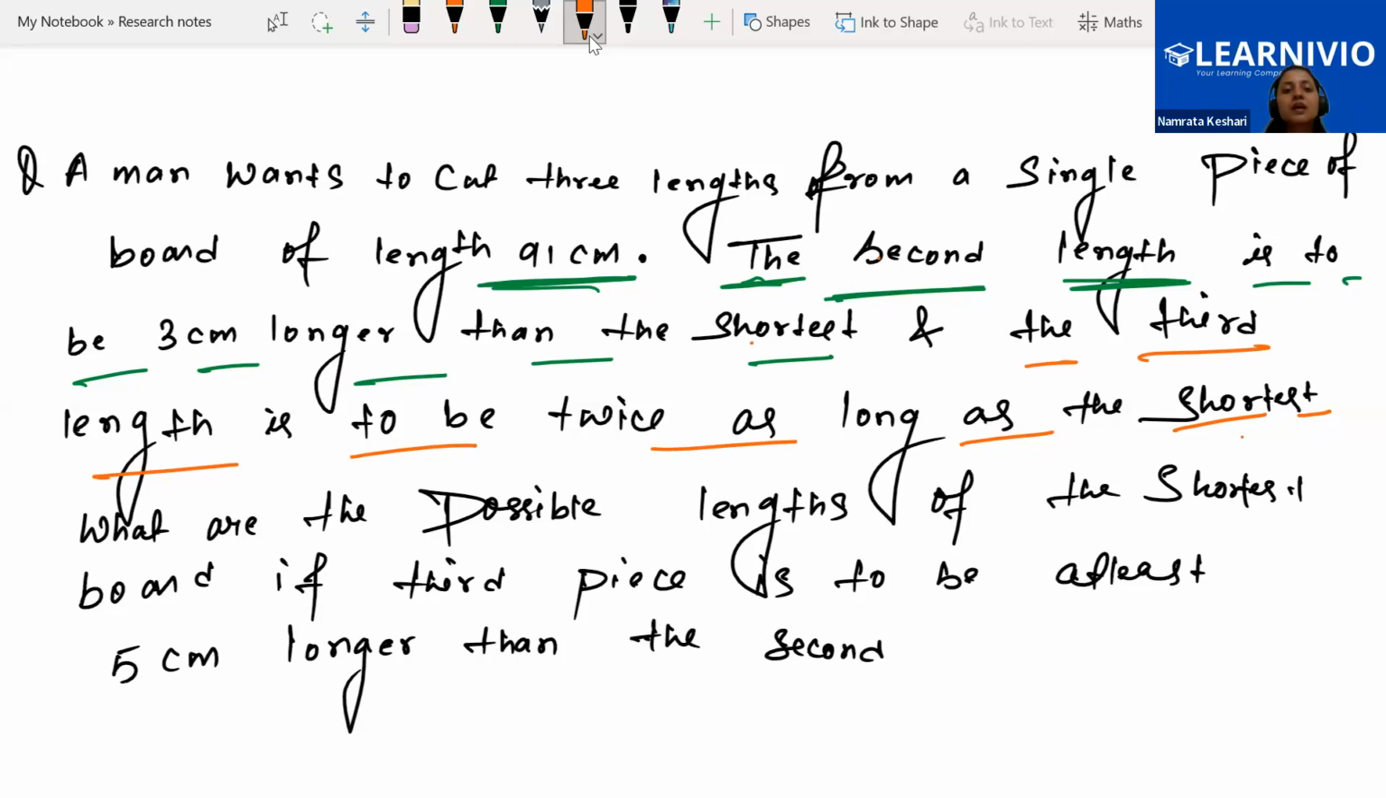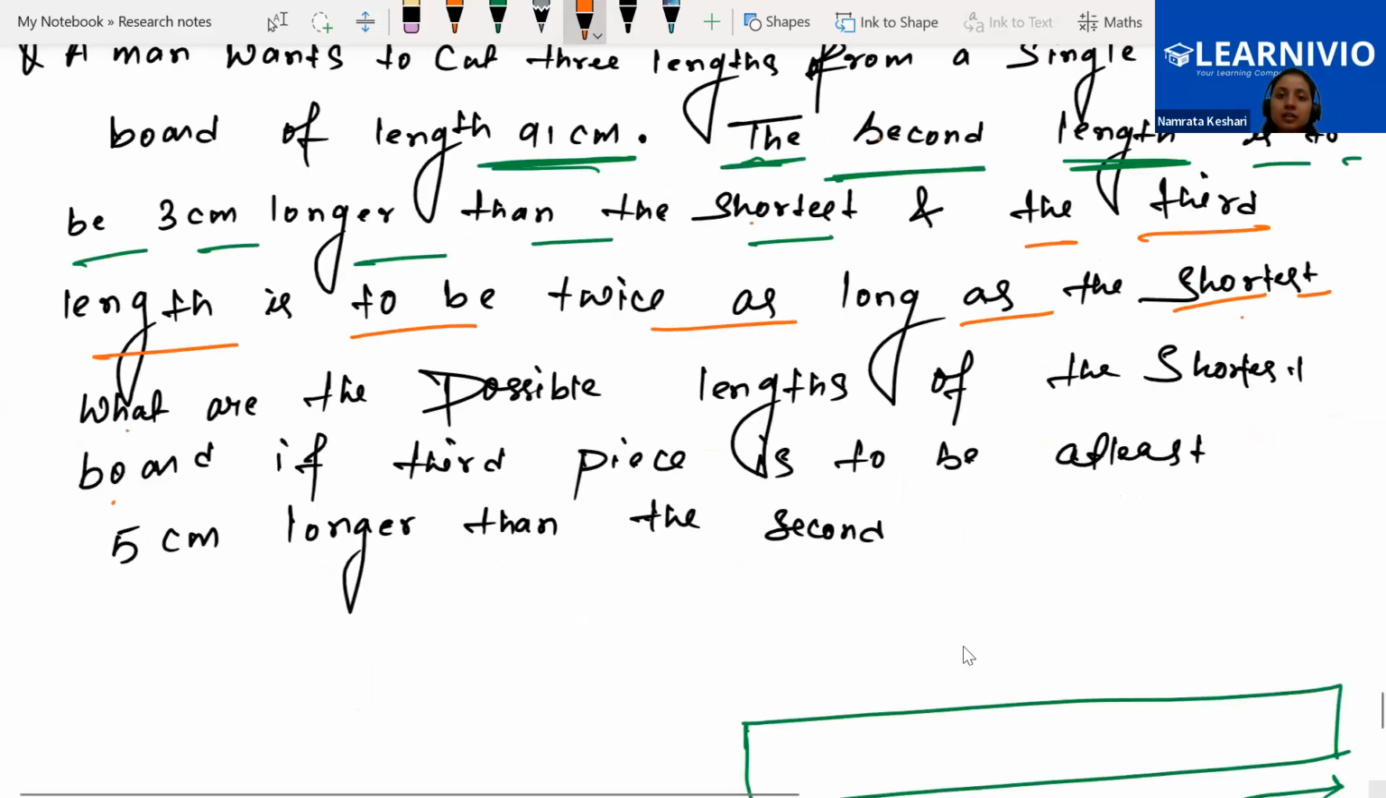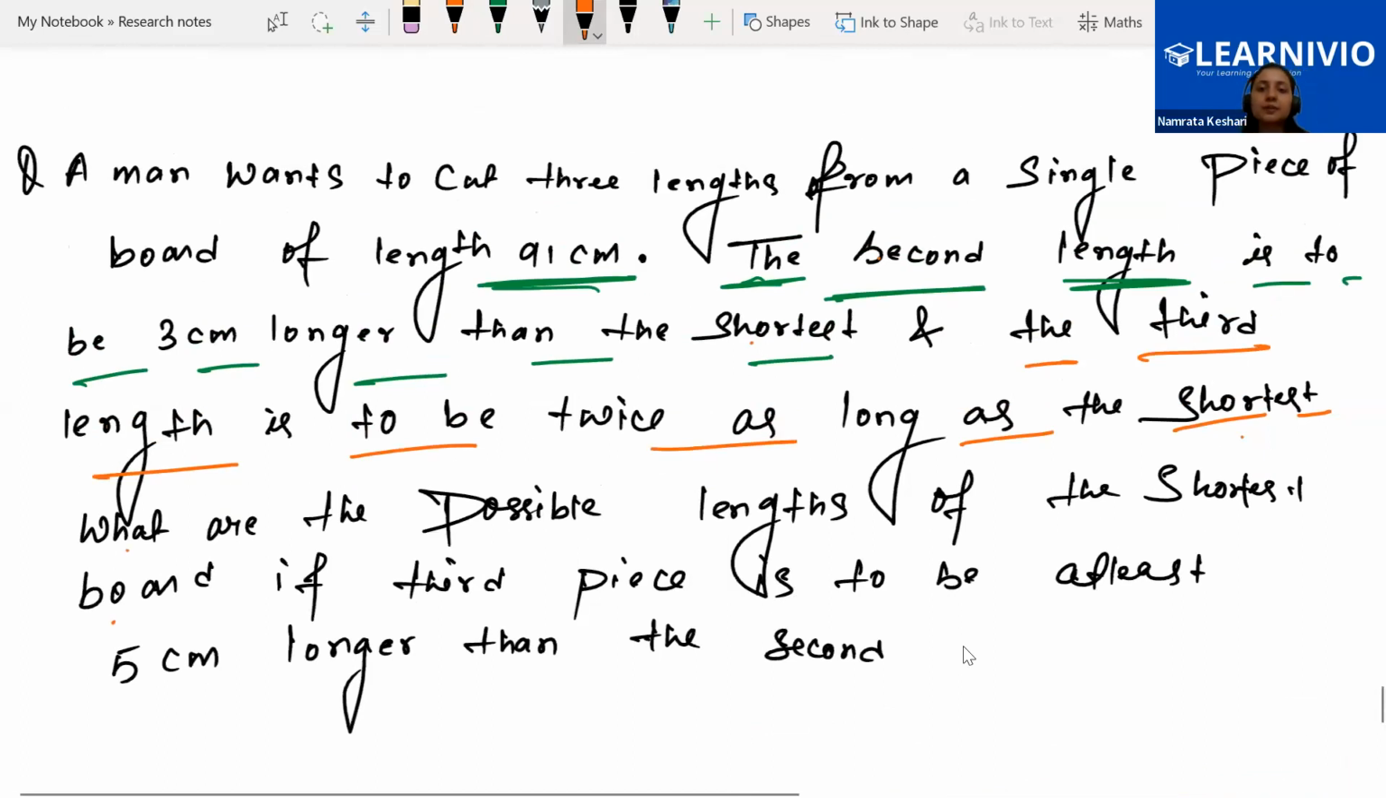Yes, ma'am. Okay, now let's read the question. What are the possible lengths of the shortest board? He is cutting the board in 3 parts. One of them is first, one of them is second, one of them is third. But which one to call the shortest? Let's check it. If the third piece is to be at least 5 centimeter longer than the second. So these are the cases we are having.